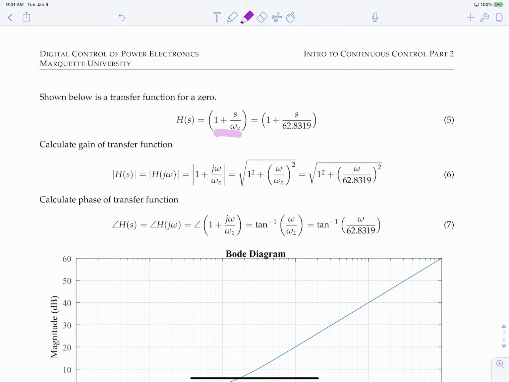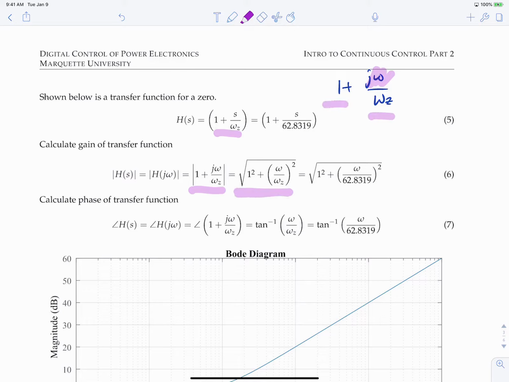So let's go ahead and calculate the gain. All right, so we plug in j omega for s. That'll lead us to this part here. And now we have a complex number. We have this 1 plus j omega over omega z. And we're sweeping omega. We're sweeping this omega here. So essentially, this is a complex number. You can square the real part and the imaginary part and take the square root.